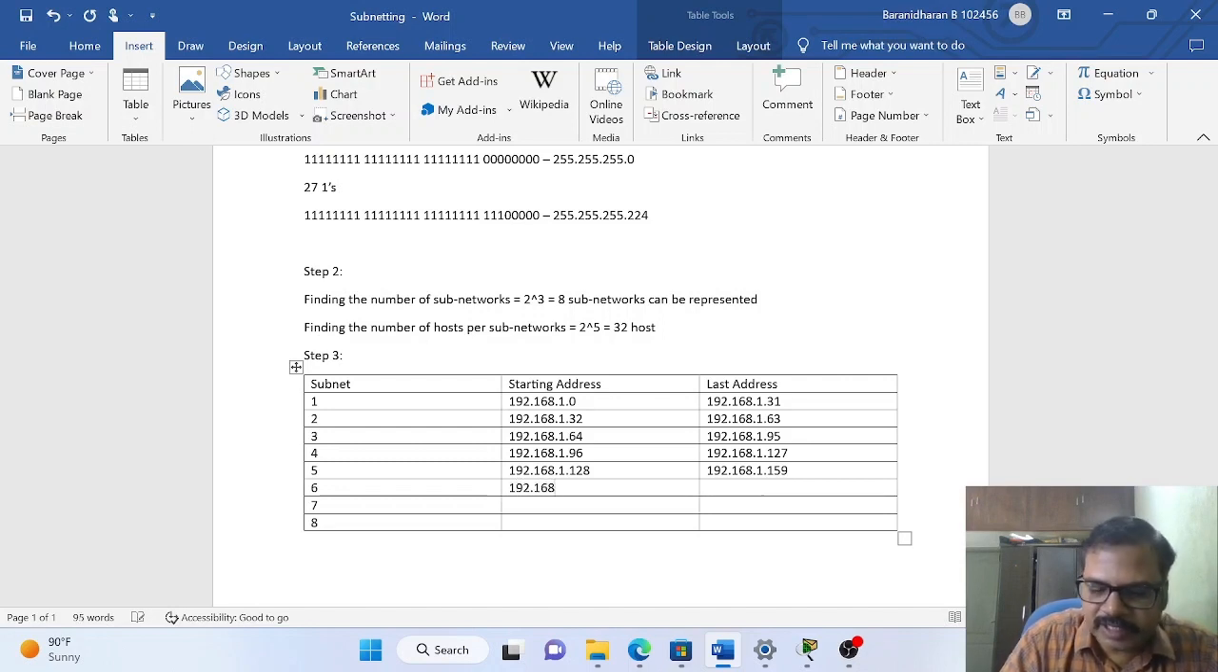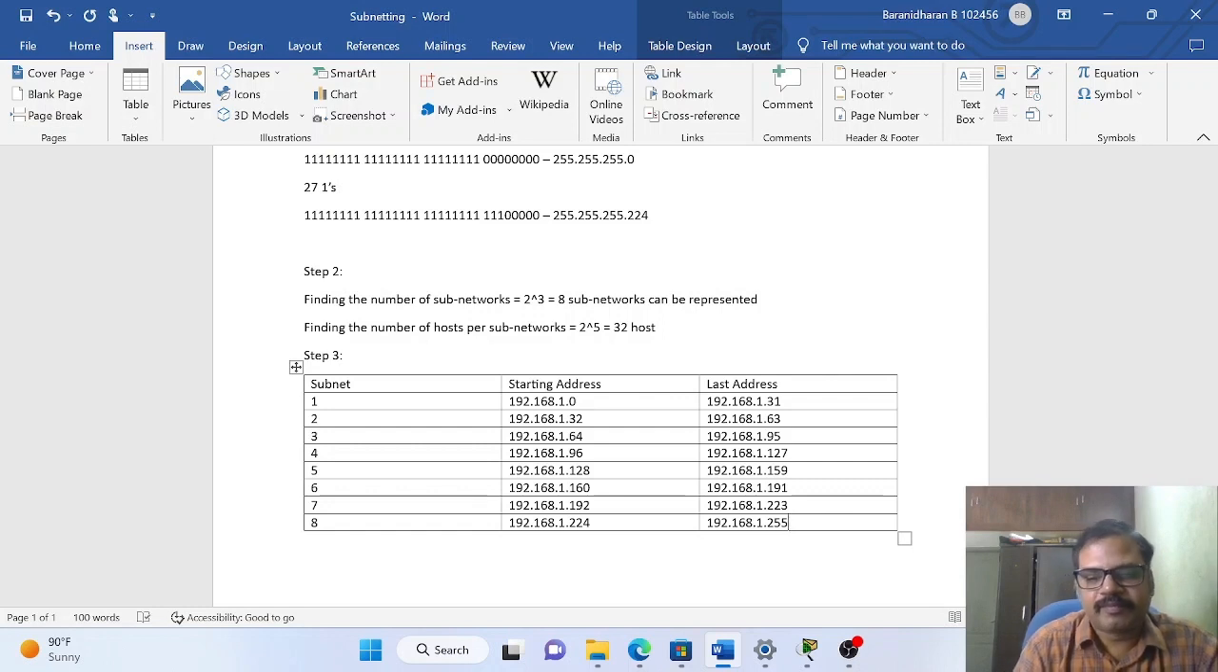Then 192.168.1.160 to 192.168.1.191. Then 192.168.1.192 to 192.168.1.223. And then 192.168.1.224 to 192.168.1.255.